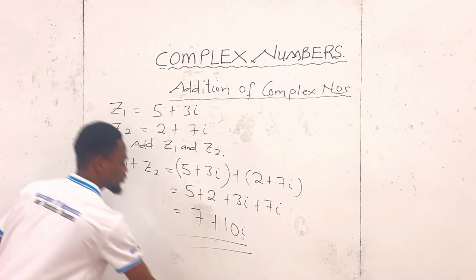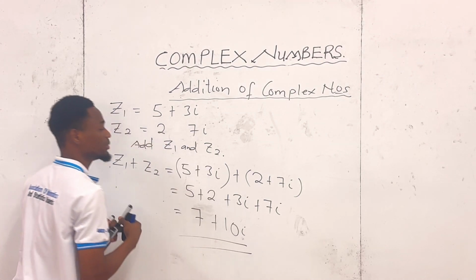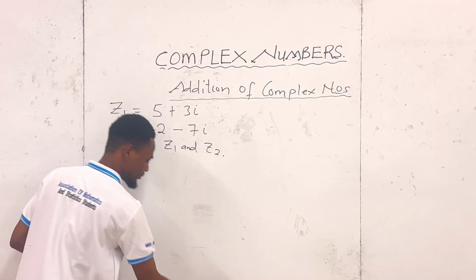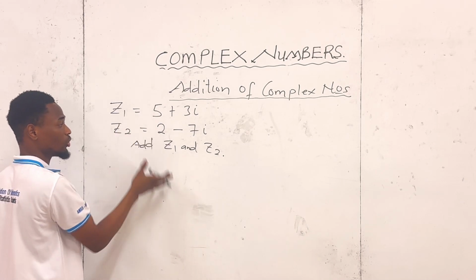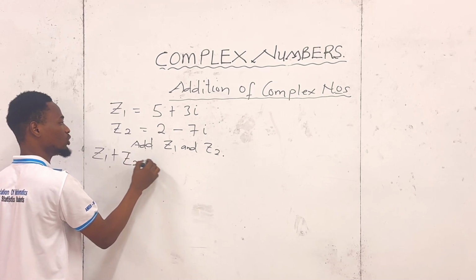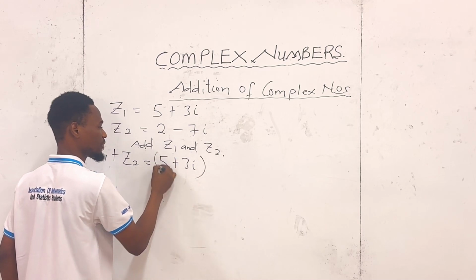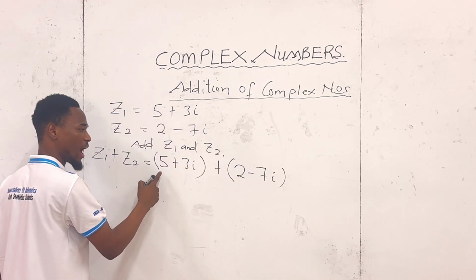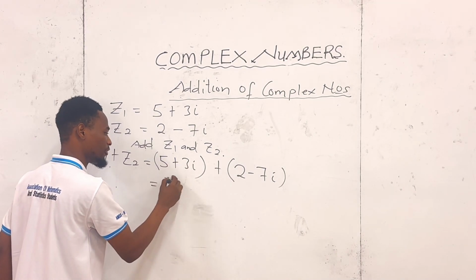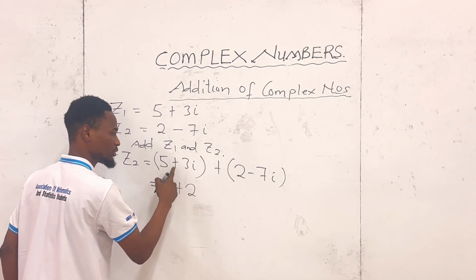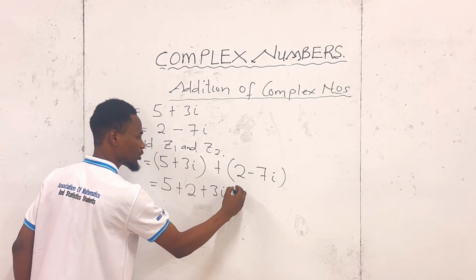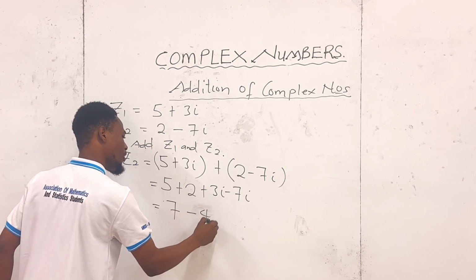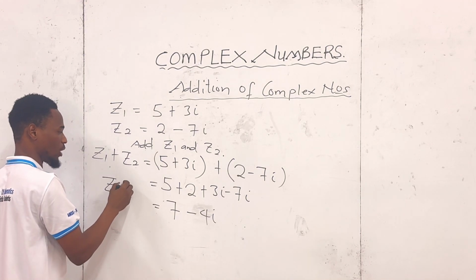So let's say we have a negative here, and we are supposed to add them. The same thing goes for them. So we have z1 plus z2 equals 5 plus 3I added to z2, which is 2 minus 7I. I'll group like this. Real parts, so we have 5 plus 2. Then add the imaginary part, 3I minus 7I. 5 plus 2 gives 7, then minus 4I. So that is the result of z1 plus z2.